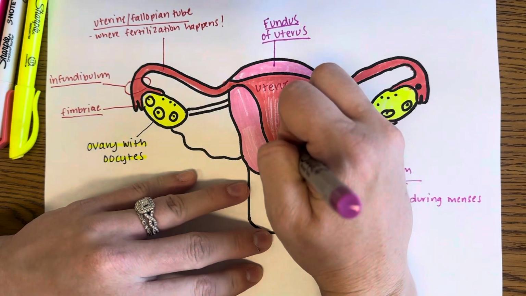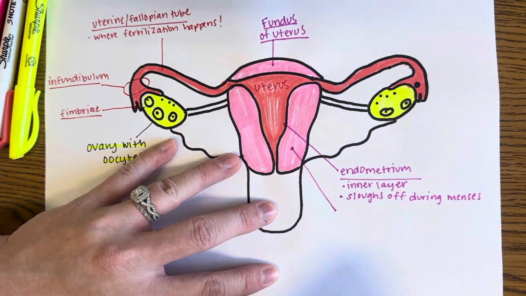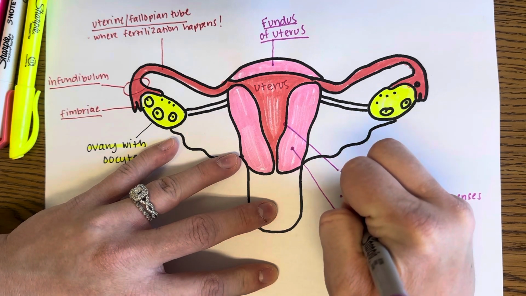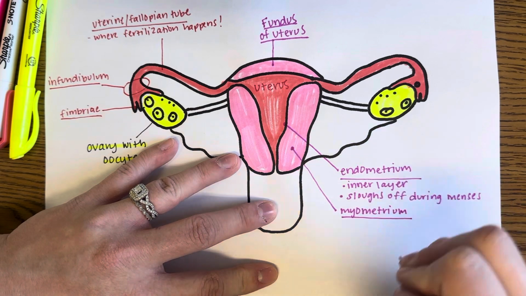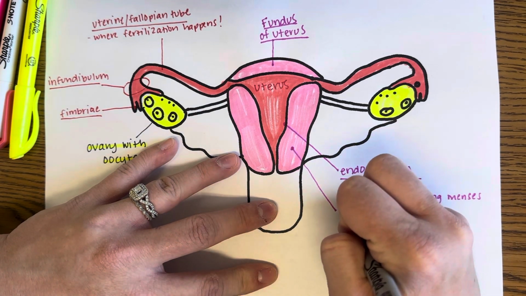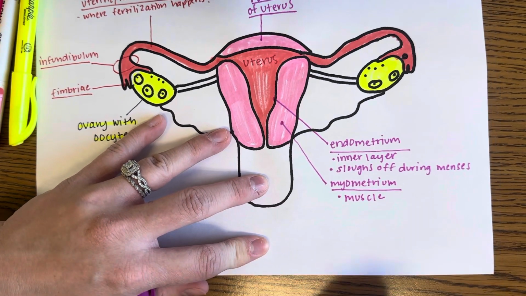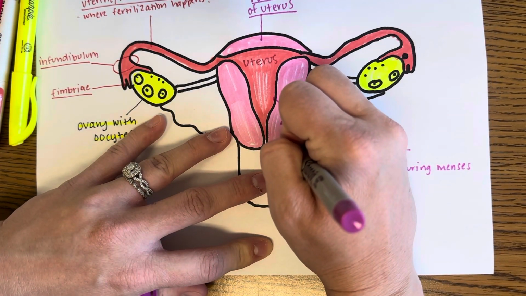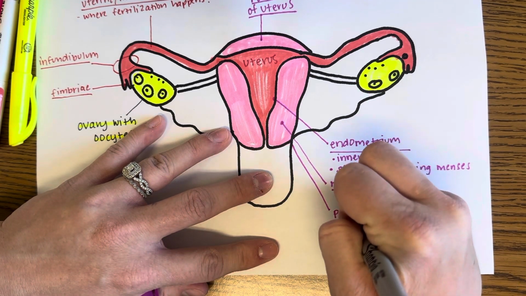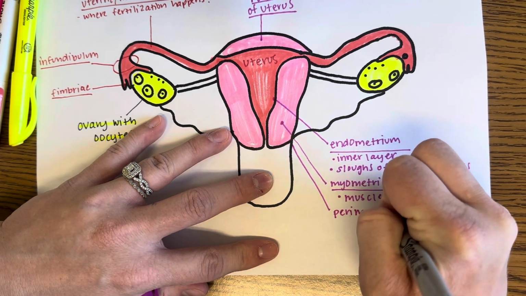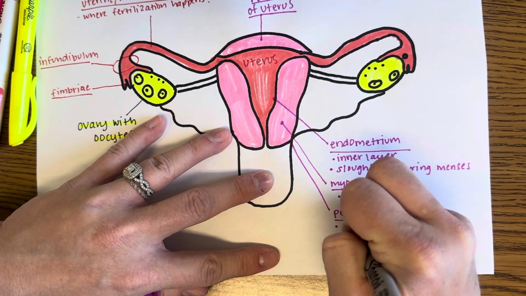All right, and then this main middle layer right in here. This is called the myometrium. If you guys don't remember, myo means muscle. So this is just the muscular layer there in the middle. And then we have the very outer layer of the uterus, the perimetrium. And we're just going to write that it's the outer layer.